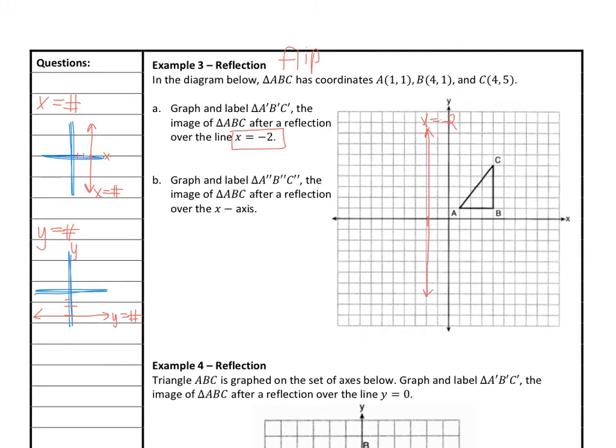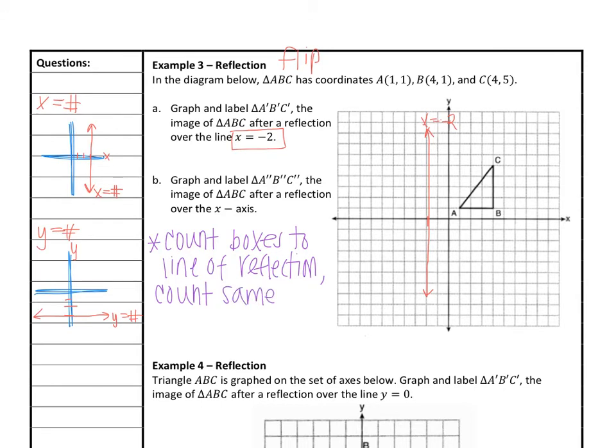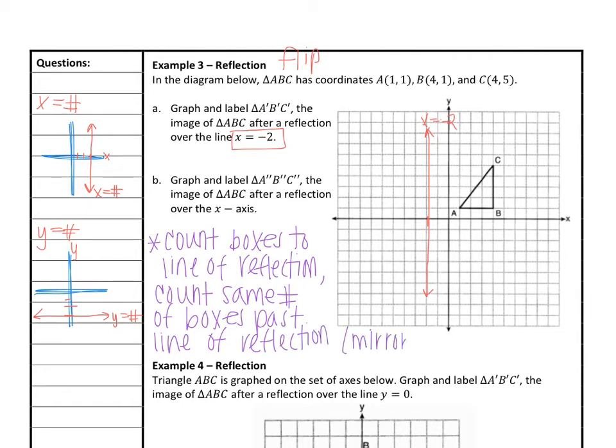So what we do with a reflection is we count the boxes. You should write this as well. Count boxes to the line of reflection. And then you want to count the same number beyond. Count same number of boxes past the line of reflection. You're making it look like a mirror image. So when your triangle is finished, you should have something that looks like it's being reflected through a mirror. It's kind of like opposite.